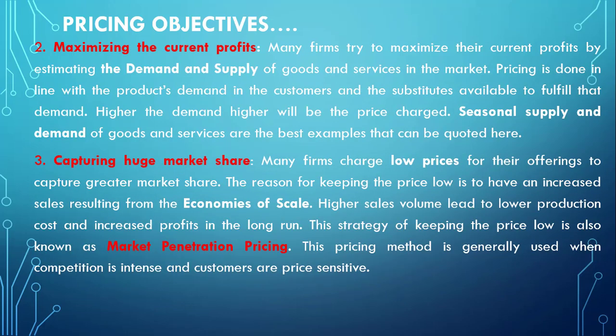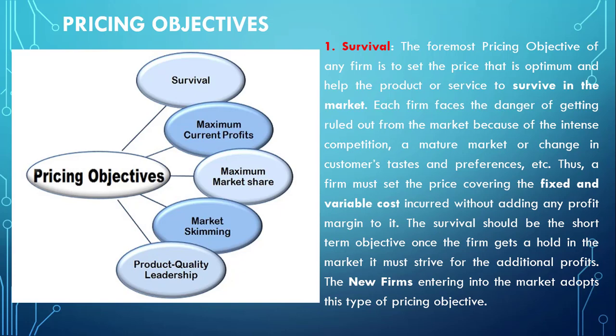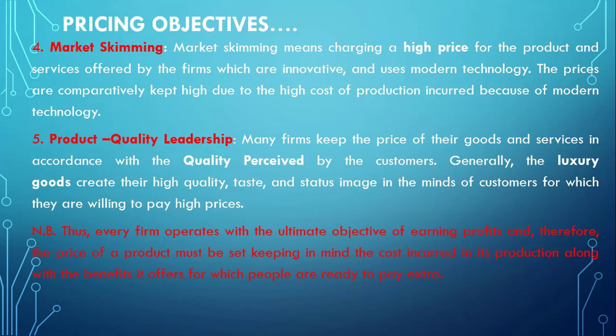So these are the basic objectives of pricing: survival, profit maximization, meaning short-term profit maximization, market share maximization, market skimming, and product quality leadership. If you read this statement, it says every firm operates with the ultimate objective of earning profits, and therefore the price of a product must be set keeping in mind the cost incurred in its production along with the benefits it offers, for which people are ready to pay extra.